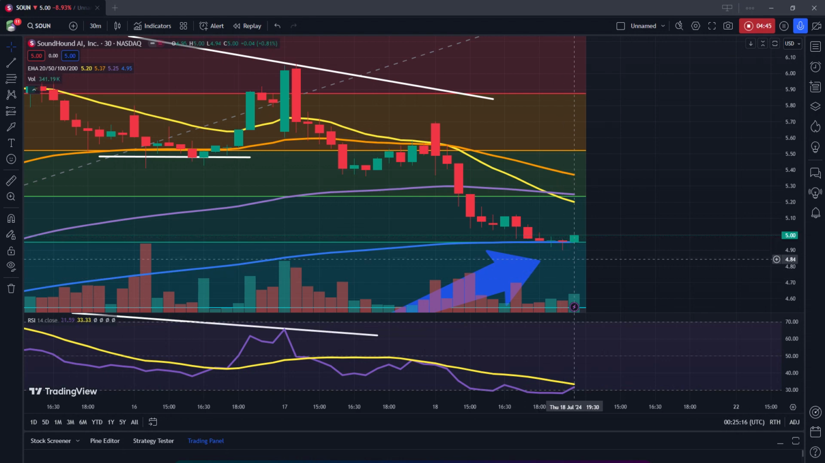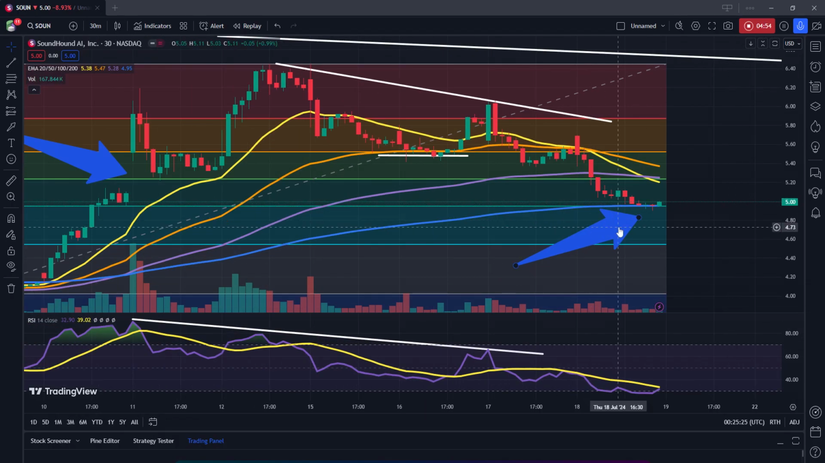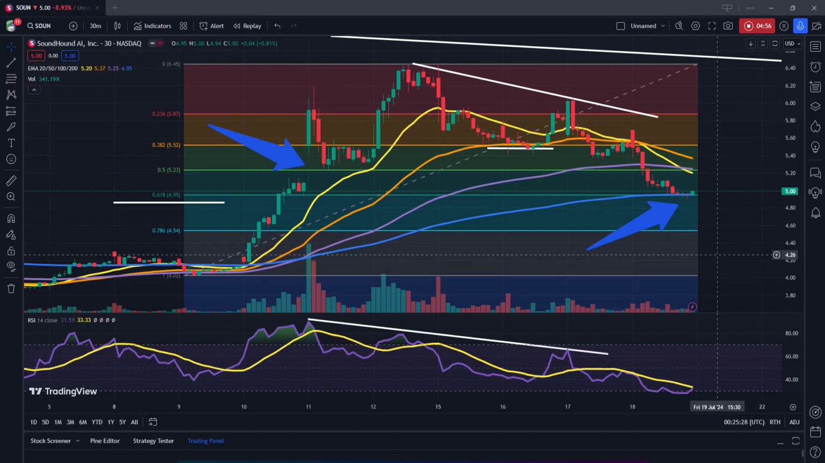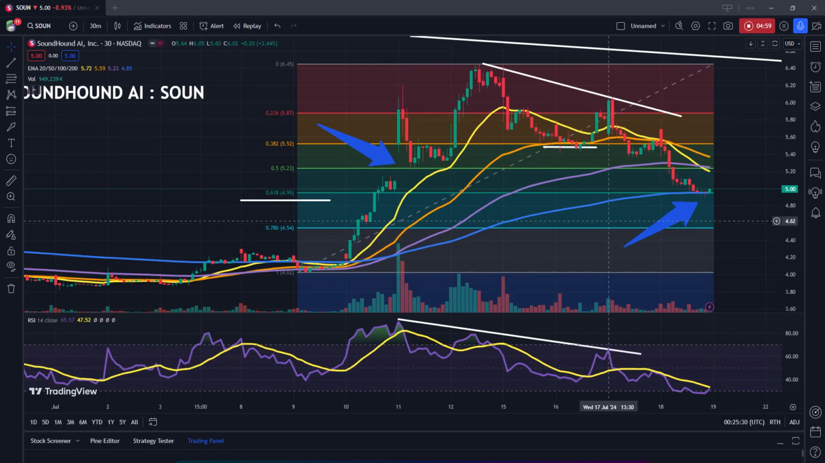We can kind of zoom in here. That would be this light green line here. And then as we can see, there's an upward sloping blue line here, which is the 200-period EMA, 200-period exponential moving average. Thus far, we have not broken through here yet.